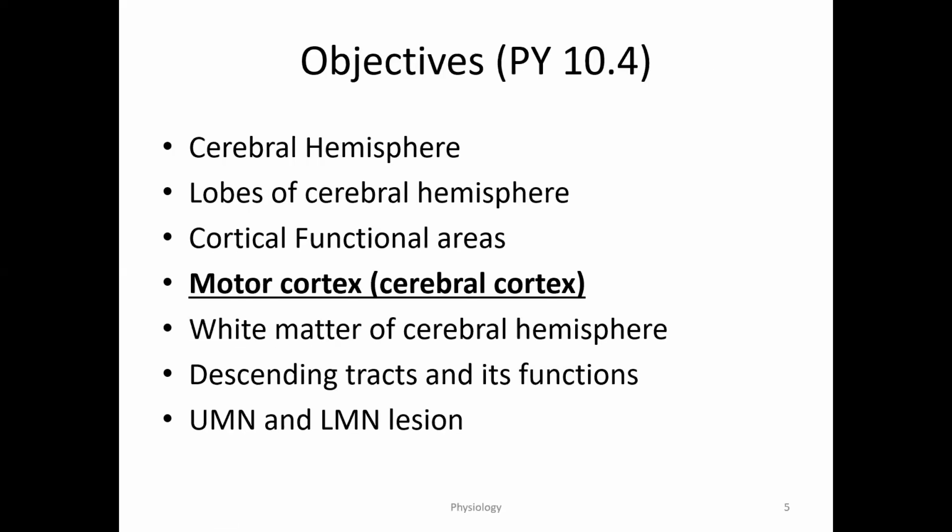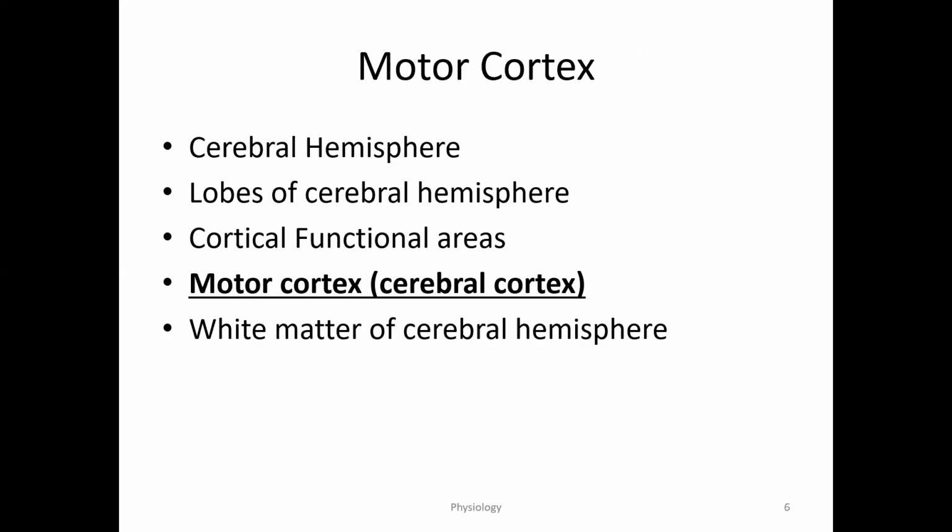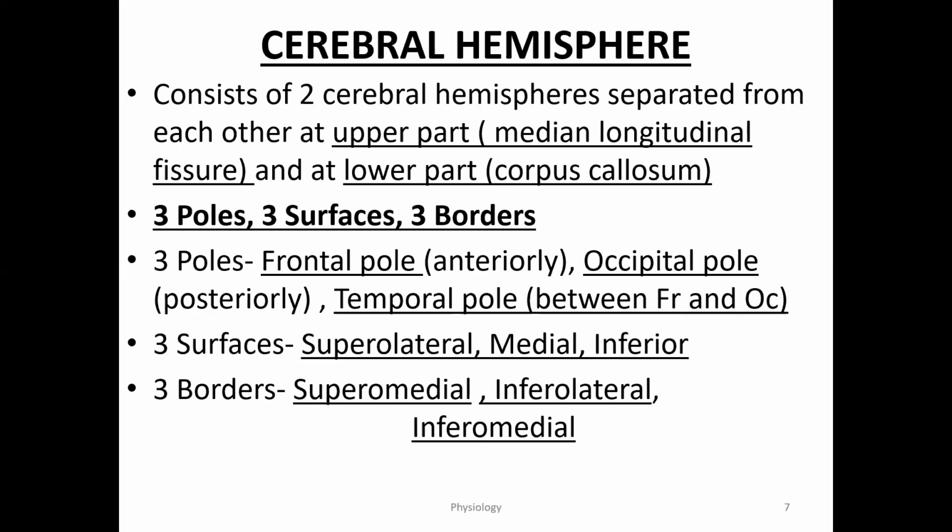What are the different components of the motor cortex? Before starting with the motor cortex, we should know what is meant by cerebral hemisphere, what are the parts of the cerebral hemisphere, various lobes of the cerebral hemisphere, what are the different Brodmann's areas and their functions. So let's start with the first, what is meant by cerebral hemisphere.